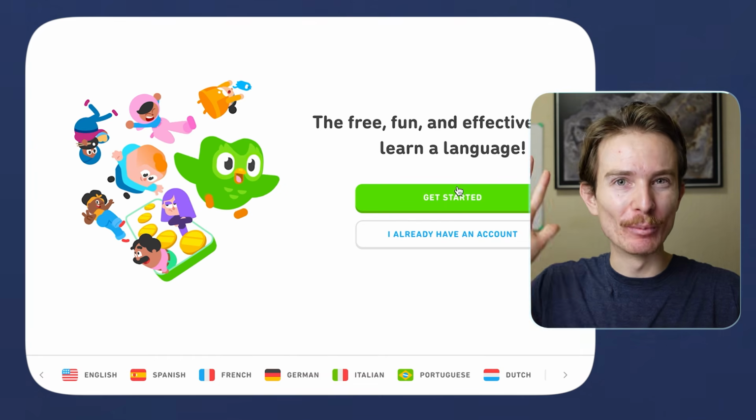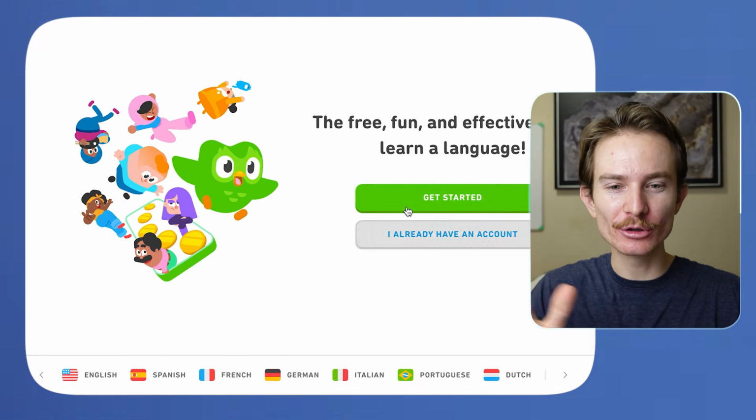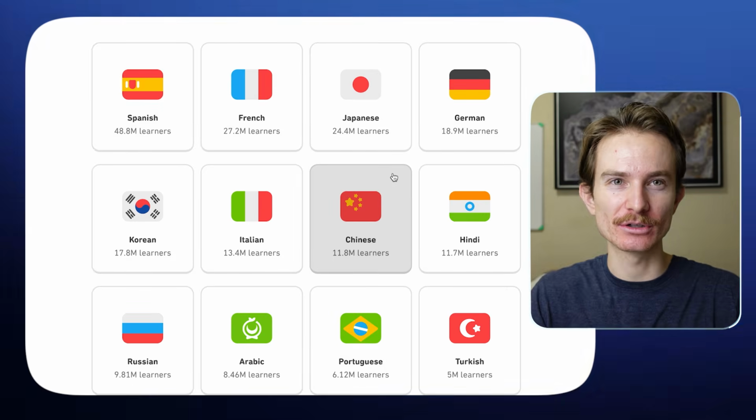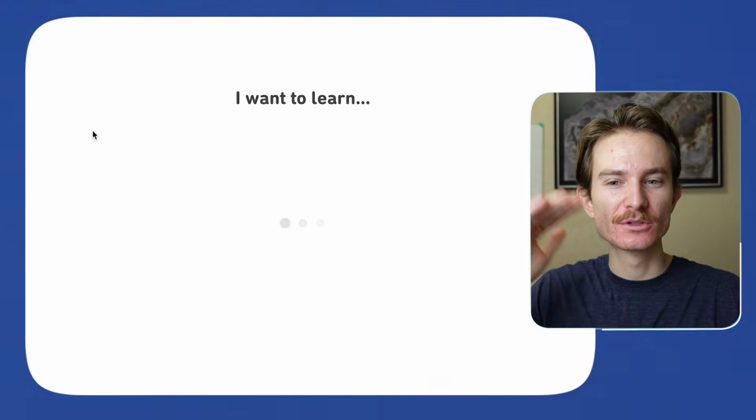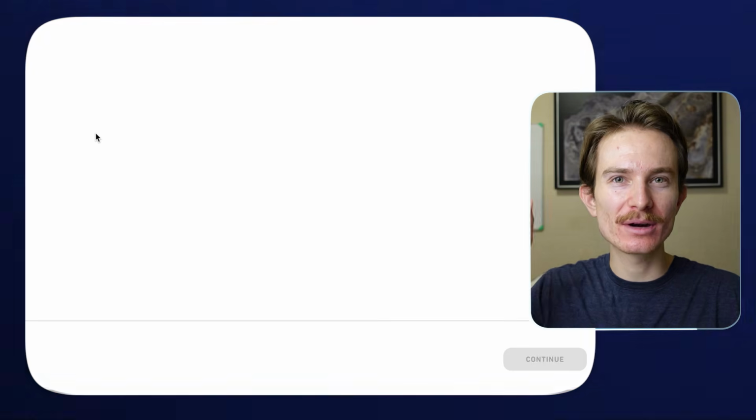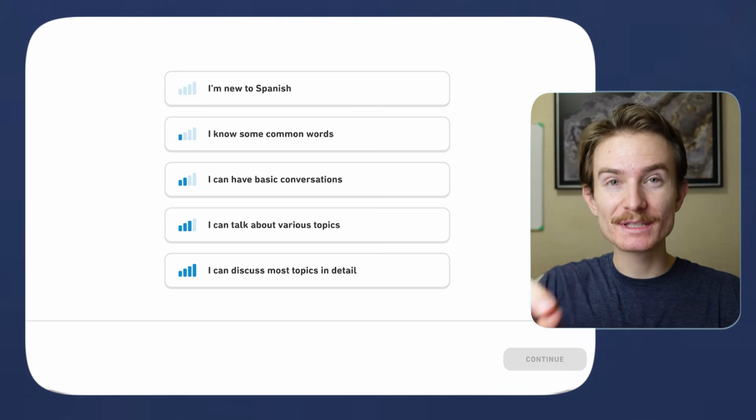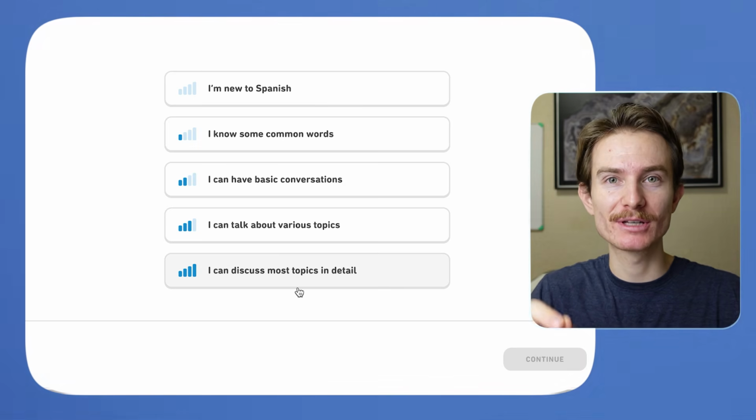Can you pass Duolingo's placement test? Let's find out. So if you want to take Duolingo's placement test, you just go to duolingo.com. You're going to click Get Started, and then you're just going to go through all the steps. So we want to learn Spanish, and I'll skip this part, and we'll go right into the test. Real quick, for this section, I'm going to put that I can discuss most topics in detail.